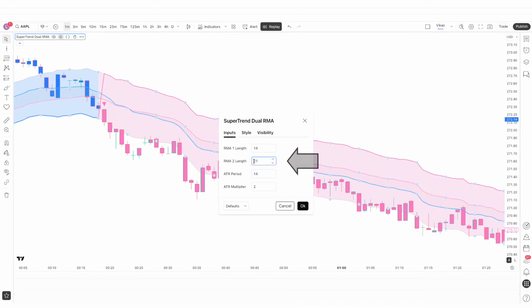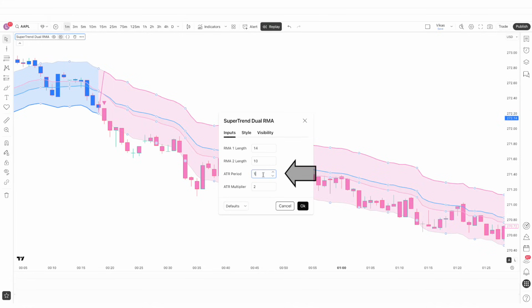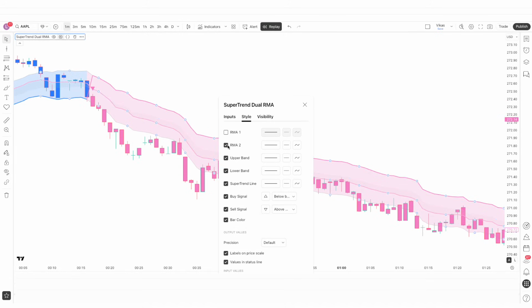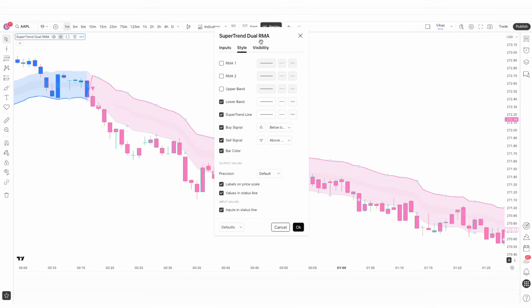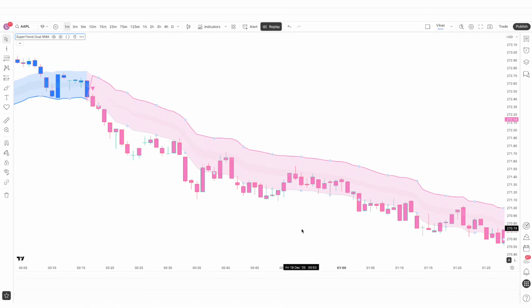First, we change the RMA 2 length option from 21 to 10, and after that change the ATR period from 14 to 11. And after that change the ATR multiplier from 2 to 1.2. We have to keep these options hidden. And here everything is fine after that. Click OK. Now we'll add one more indicator to make this strategy more powerful.